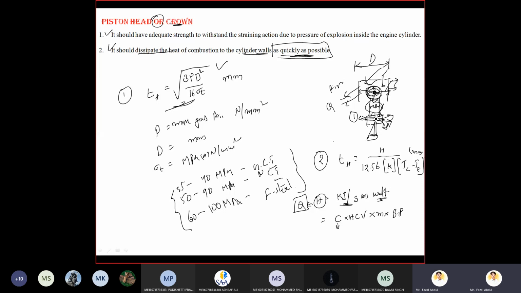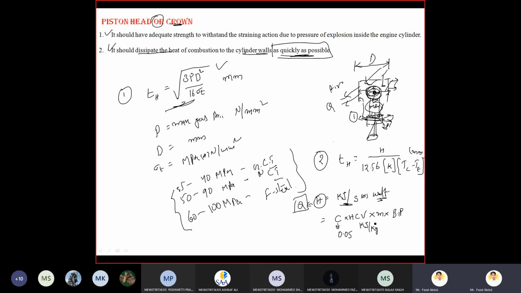And whatever heat is transferred to the piston, that entire heat is not going to transfer to the cylinder wall. Somewhat remains inside there. So to make a correction, to make the total heat transfer, that correction is C here, which is given as a constant 0.05. Now HCV is the higher calorific value, in kilojoule per kg.